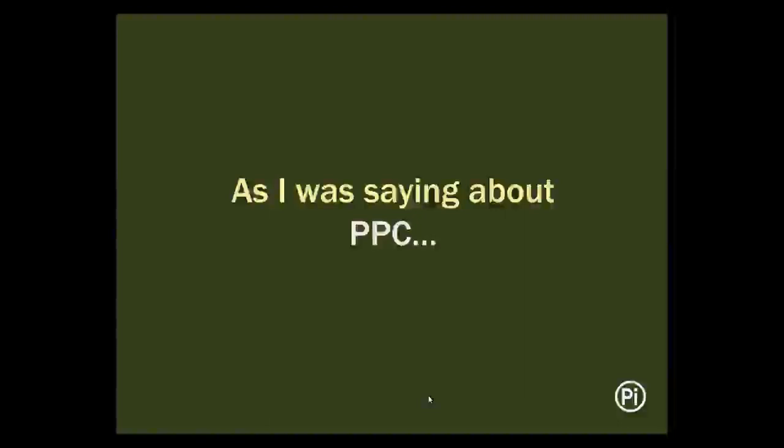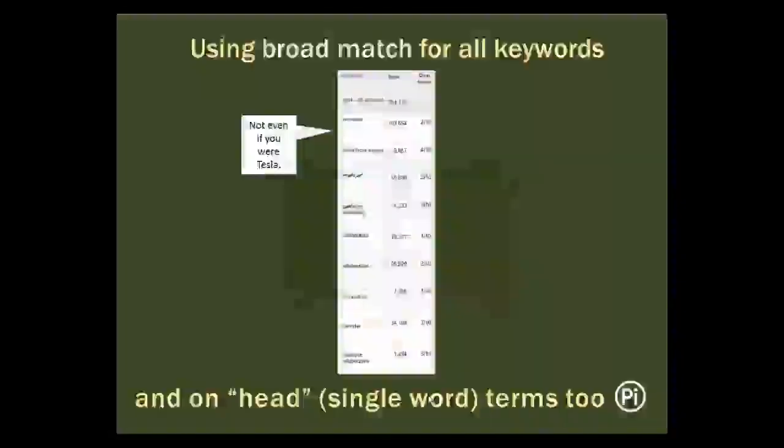Anyway, as I was saying about PPC, number 6, using broad match for all keywords. Now, a lot of people, when they first start PPC, they just put the words in. They don't think about the different match types. The different match types really do make a difference, especially if you're trying to do what we call head terms, or what could be considered a single word term, or something that's very high traffic, like innovation. You should never, ever, ever bid on innovation by itself. This is terrible. Collaboration. This is a screenshot from something I actually found.